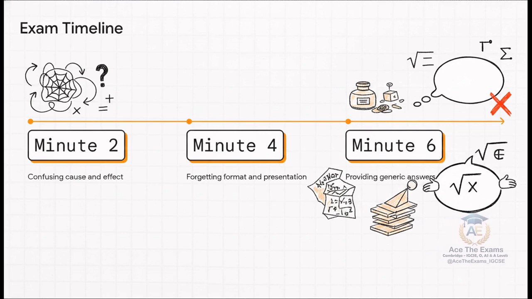By minute 4, they're rushing, completely forgetting format and presentation. The notation gets totally messy, and the examiner can no longer follow their logical structure. And finally, by minute 6, they're just throwing down random math, providing generic answers that are not at all specific to the context given in the prompt. This exact 3-stage timeline is how a 15% question turns into a total 0.